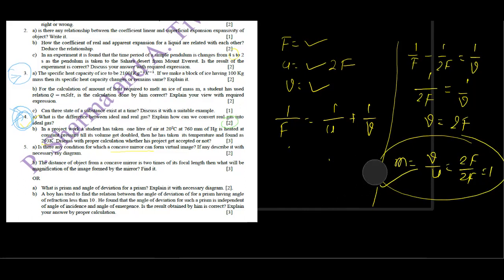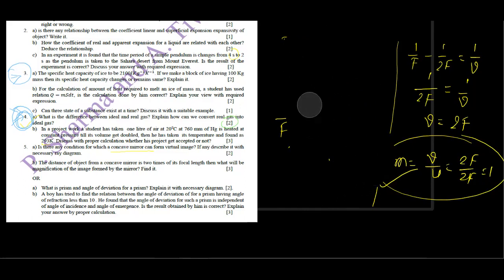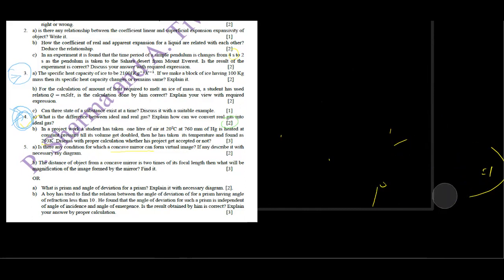Okay, now let us see another question, question number 6. Oh, sorry, not 6, this is part of question number 5. In this part we can see it is also related with light, and this is related with prism. What is the prism and angle of deviation of prism? Explain with necessary diagram. You just have to draw a diagram.